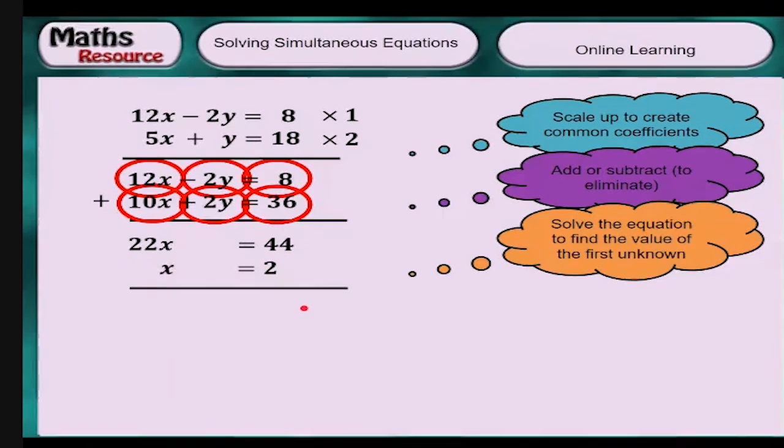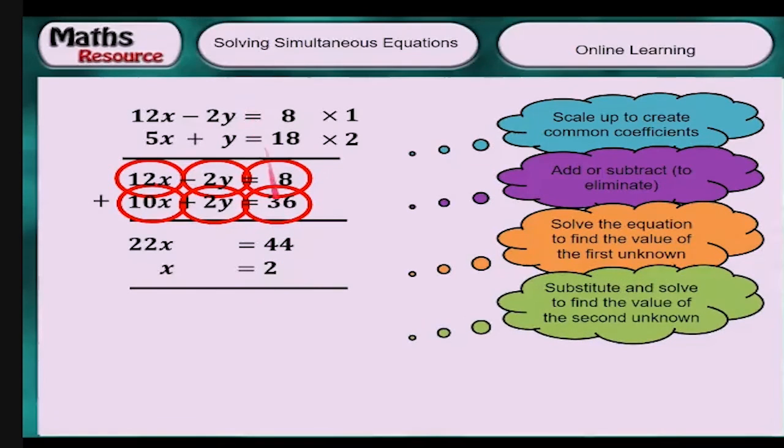So again, I pull an equation down from the top. Doesn't matter which one. I just tend to go for the top one, really. So I've got 2x minus 2y equals 8. Now I know x is 2. So I've got 12 times 2, 24, minus 2y equals 8. So I'm just going to write that out again: 24 minus 2y equals 8.